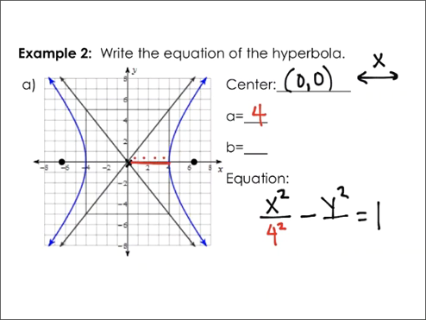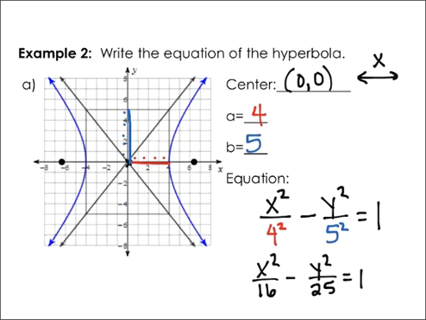B is how far, since we have the rectangle, this is actually going to be very easy to find. B is how far up that's going to go. 1, 2, 3, 4, 5. So B is 5. 5 squared. I'm going to rewrite this equation as x squared over 16 minus y squared over 25 is equal to 1.